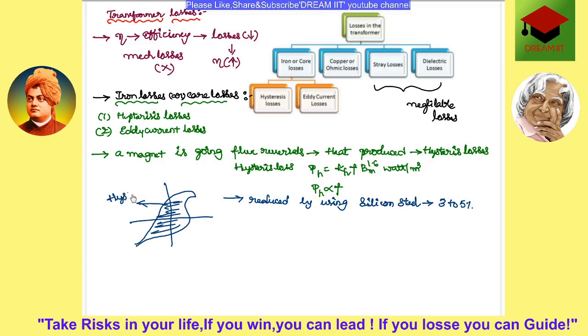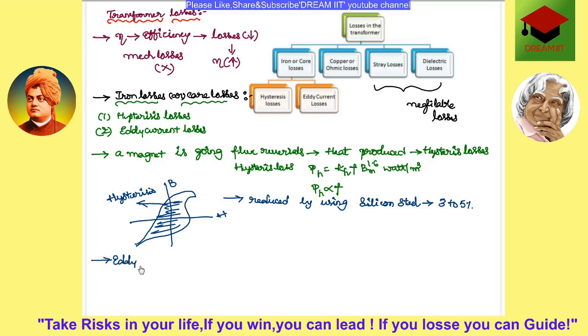This will give the hysteresis losses. That is what we have drawn with B and H. Okay, so this we have studied in the lower classes when you studied the magnetic materials, right? So by adding 3 to 5% silicon to the steel, we can reduce the hysteresis losses. Let us come to the eddy current losses.